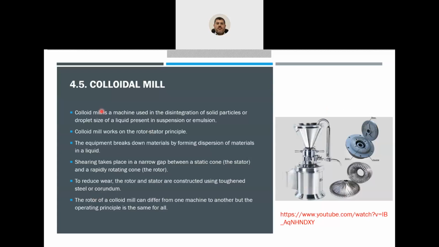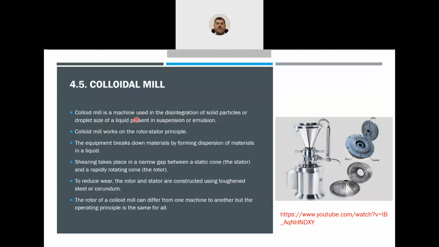but there is another mill we better discuss with the solid dosage forms, which is the colloidal mill, and this one is mainly used for reduction of particle size of suspensions or emulsions. It's not used for dry powder like the previous four types. And from the name colloidal mill, it is used for preparing colloidal dispersions. So they prepare very fine suspensions in micron size. Colloidal mill is a machine used in the disintegration of solid particles or droplet size of a liquid present in suspension or emulsion.